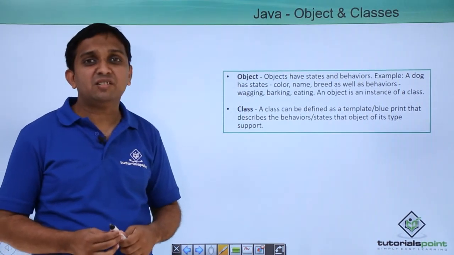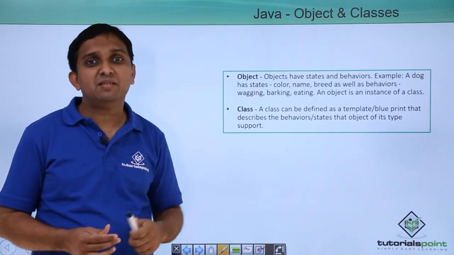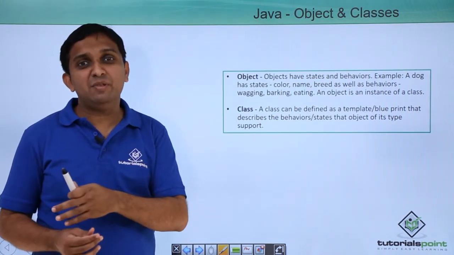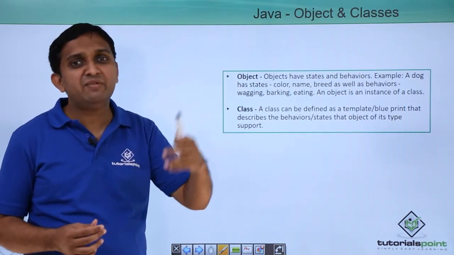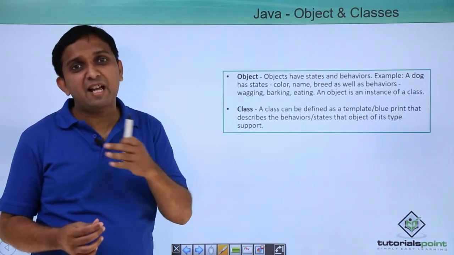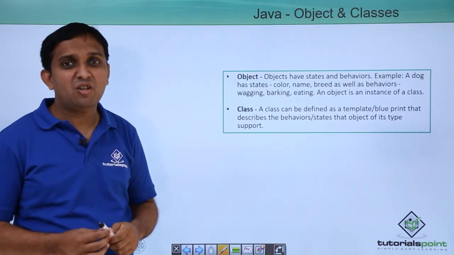Object is an instance of class. So it is as good as variable. Like we have primitive variables, for a class there is a variable which is called as object. Class is a user defined data type, and for that user defined data type I have some variable which is called as object.